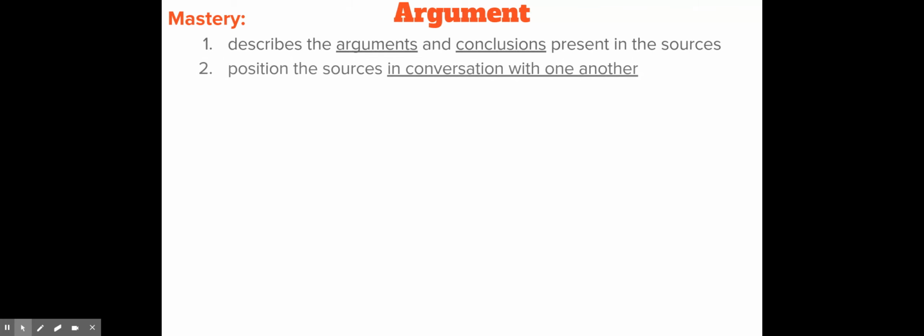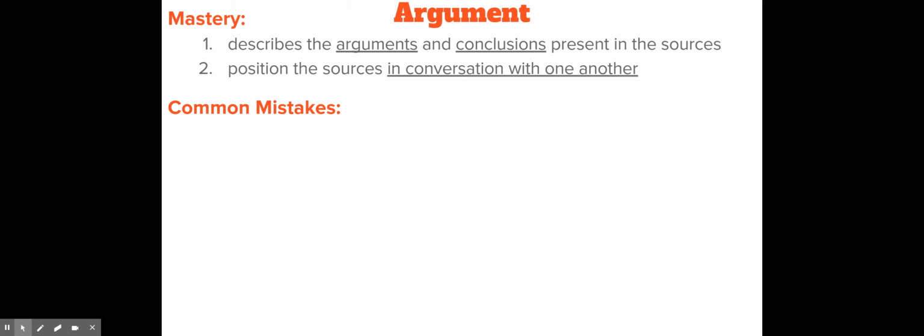All right, here's a breakdown of the rubric. If you want to achieve mastery, which we all do because we strive for mastery, you must, 1, describe the arguments and conclusions present in the sources, and 2, position the sources in conversation with one another. And that's really it. It seems kind of simple, especially compared to the 4 criteria that I gave you for context, but actually those 2 things are fairly challenging. So even though you're only doing 2 things, they're going to take you a little bit longer.